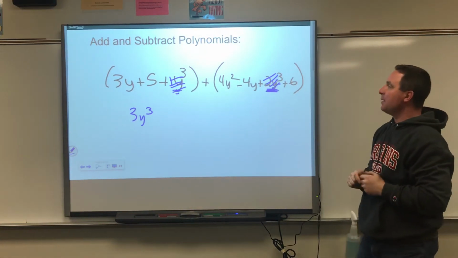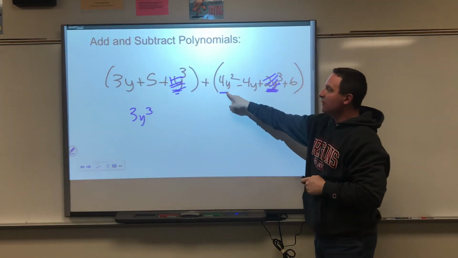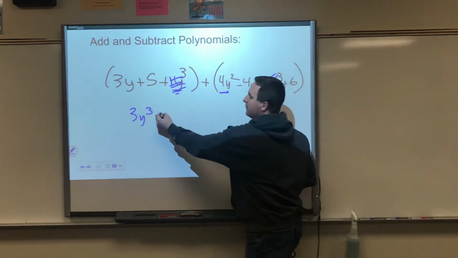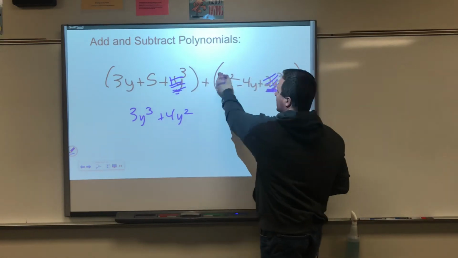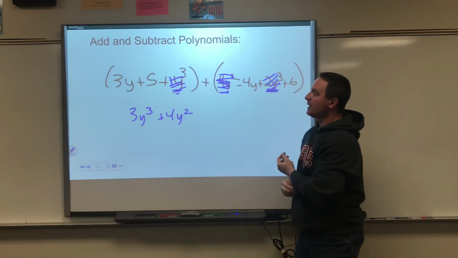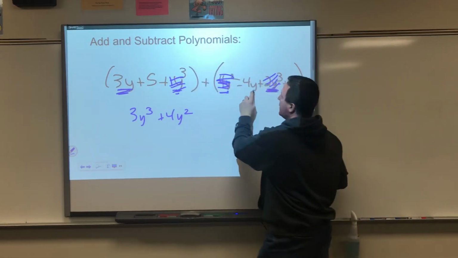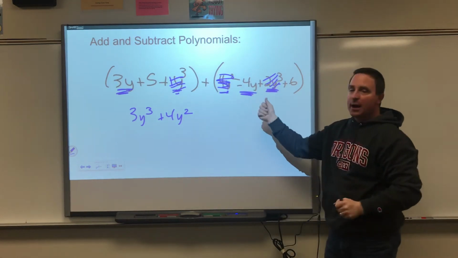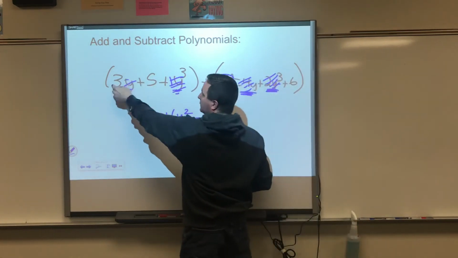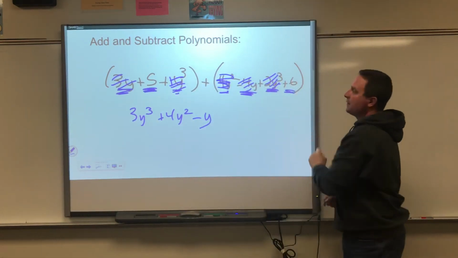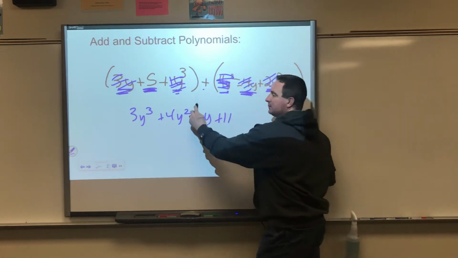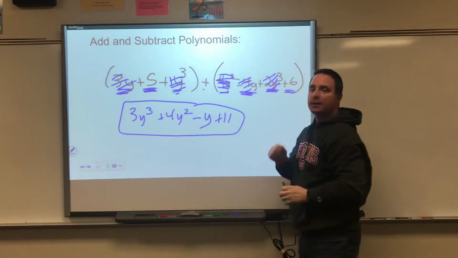So I started with a third power. Now I'm going to look for any second powers. Okay, and I see just one of them right there. That first one doesn't have any y squareds. So there's just one of them here, and it's a positive 4y squared. And that one's done. Okay, so I'm going from the third power to the second power. Now how about just our y's? Well, there's a couple right here. A 3y plus negative 4y. And 3 plus negative 4 is negative 1y. And that's gone. And then the only two things left are the 5 and the 6. 5 plus 6 is positive 11. And there's our answer right there.